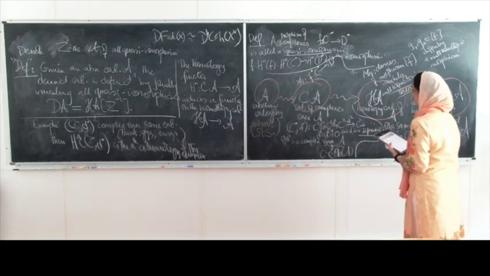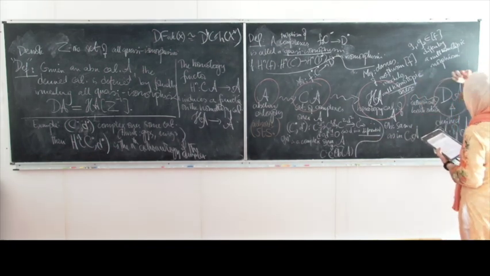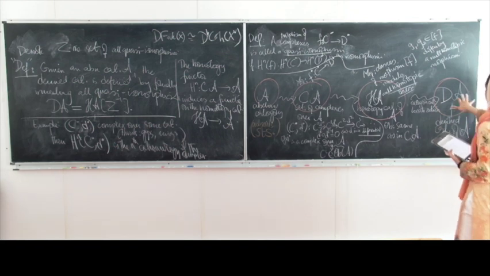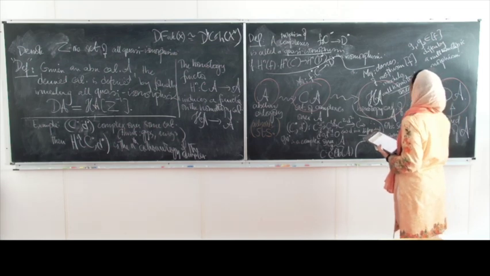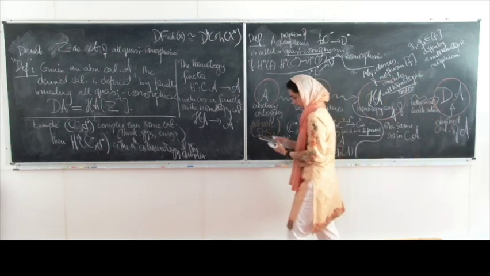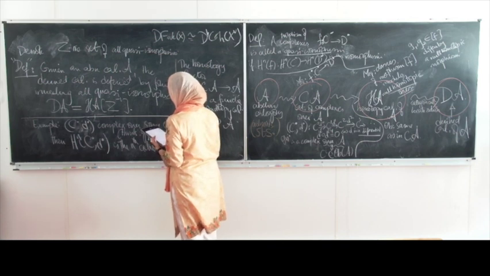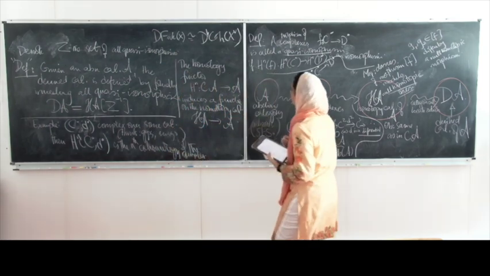So what happens is that maps that are homotopic to each other, because it's coming from the homotopy category, they get to define the same morphism in the derived category. Okay. Alright. So maybe we can stop here.